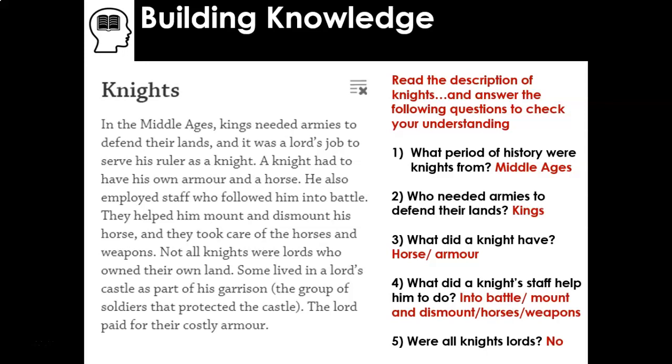Brilliant. So number three, what did a knight have? Now, I've just done it quickly here, but I'm hoping you would have written a nice sentence. So a knight would have a horse and his own armour. Can you see it there? A knight had to have his own armour and a horse. Now, a horse, obvious, in the sense that that was their transportation. They would ride the horses into battle, and armour.